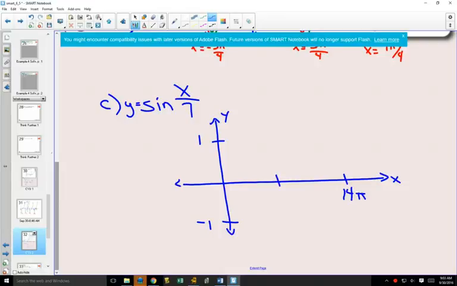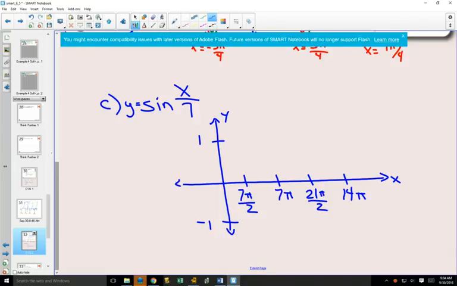Again, divide it into 4 equal sections. Half of 14 pi is 7 pi. Half of 7 pi is 7 pi over 2. And since one section is 7 pi over 2, the third one will be 1 7 pi over 2, 2 7 pi over 2s, 3 7 pi over 2s. 3 times 7 is 21. So this will be 21 pi over 2.